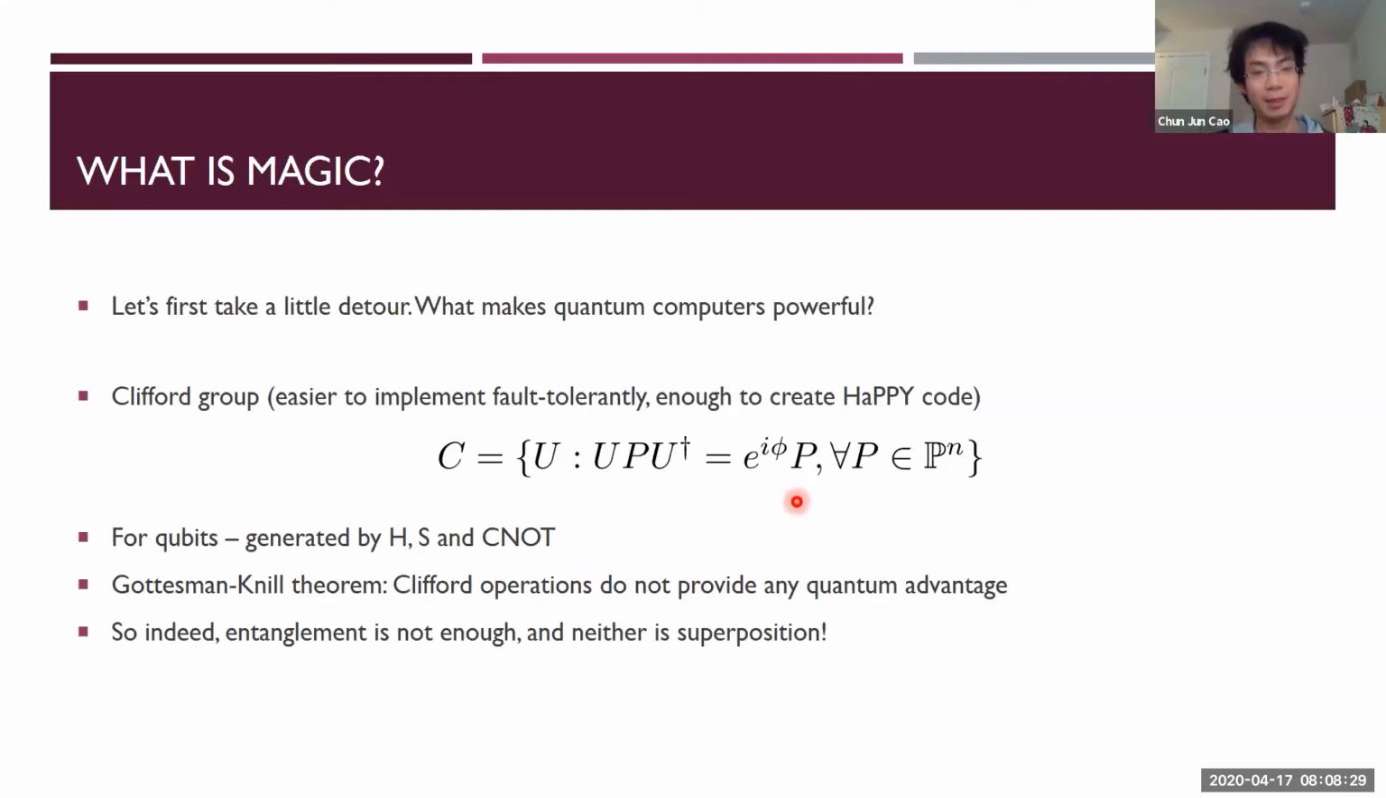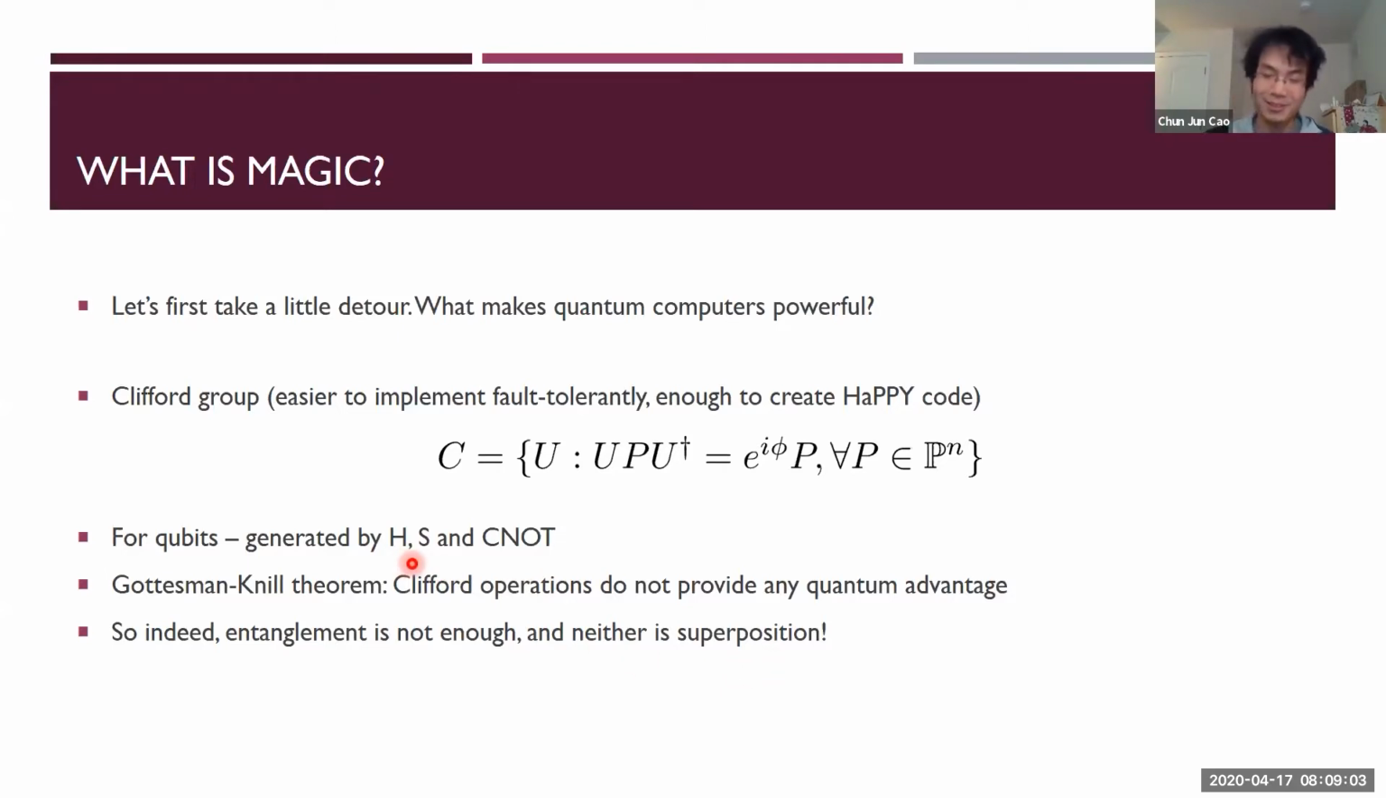But there is a theorem by Gottesman and Knill that says that if you only have Clifford operations like the ones using these gates, it does not provide you with any quantum advantage. In fact, you can simulate the actions of these circuits perfectly well with a classical computer in polynomial time. So it seems that if you really want to exploit the full power of a quantum computer, entanglement is not enough, you have CNOT. Neither is superposition enough, because you have Hadamard, which generates superposition.